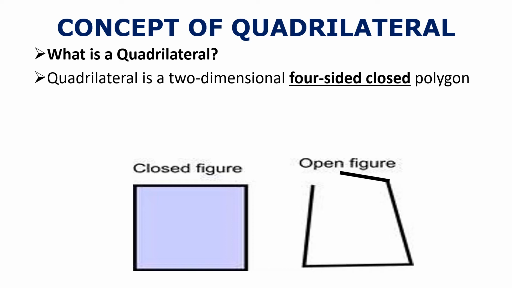Two-dimensional means it's a flat figure. Four-sided: the word quadrilateral comes from the word quadri. Quadri means four, and lateral means sides, so four-sided. And closed polygon, it's a closed figure. As you can see down here, I'll just show you.